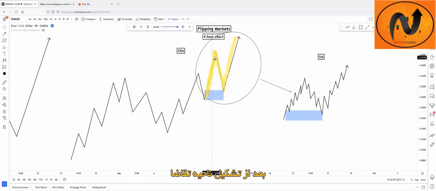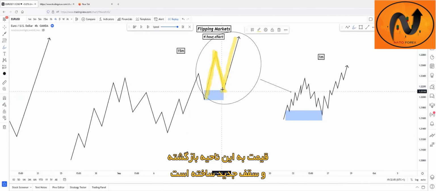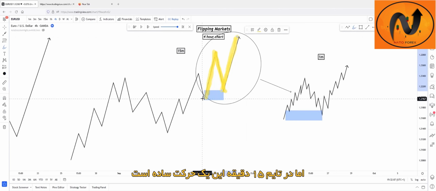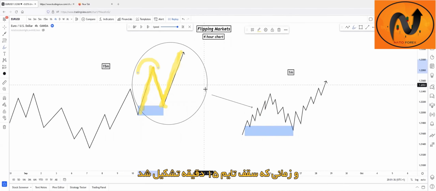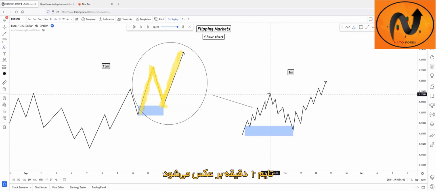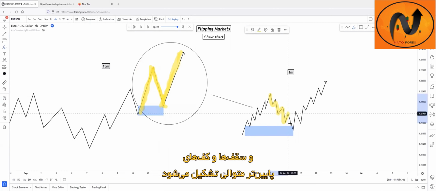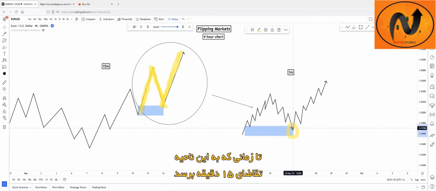After a demand zone has been created, price came back to this zone and created a new high. On the 50-minute, it will look like just 3 simple legs. But on the 1 minute, it will create a series of higher highs and higher lows. And after the 50-minute high point has been reached, the 1 minute chart will reverse and create a series of lower lows and lower highs down to this 50-minute demand zone.